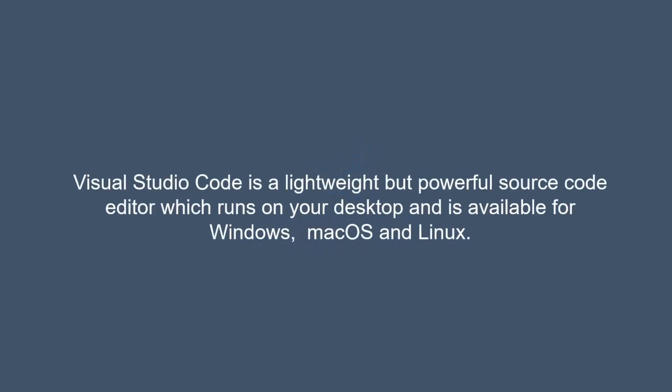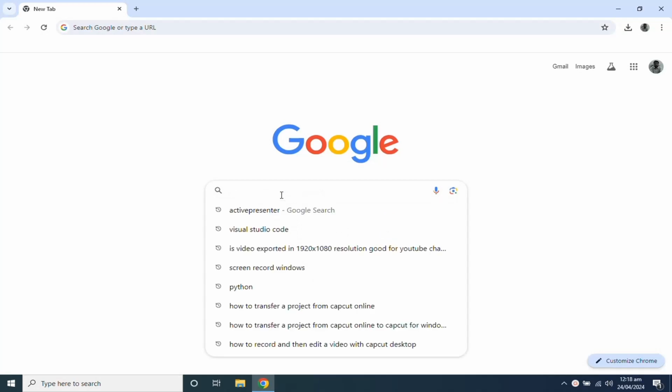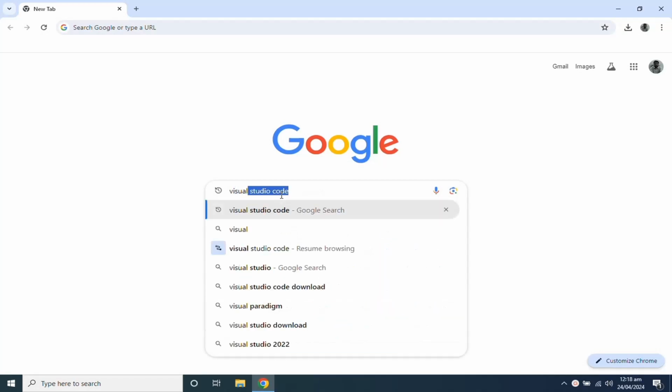Visual Studio Code is a lightweight but powerful source code editor which runs on your desktop and is available for Windows, Mac operating system and Linux. It has a rich ecosystem of extensions for other languages and runtimes such as C++, Java, Python, PHP, Go and .NET. Well, to install Visual Studio Code, just open your favorite browser and search for Visual Studio Code.